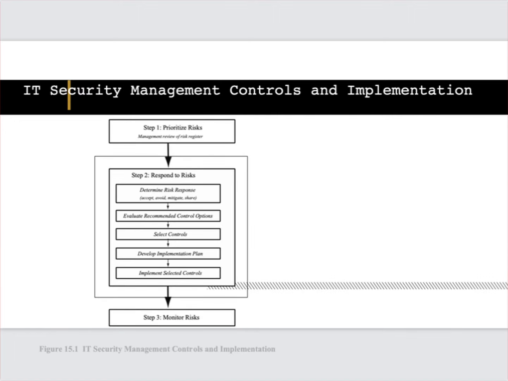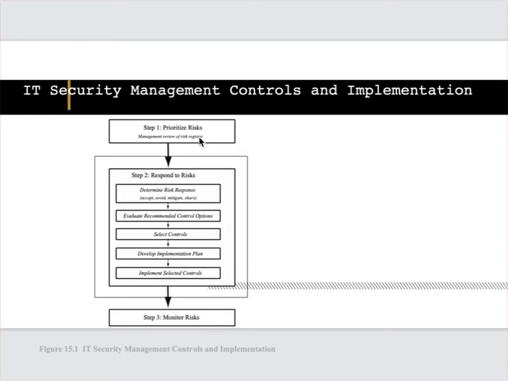For the implementation of the management controls, this three-step process is followed. So in this process, the risk prioritization is done, which involves the management review of the risk register. Remember, we discussed the risk register yesterday. I gave you some examples from the networking domain as well. What's the priority, what's the impact, and other ranking is also done in the risk register.